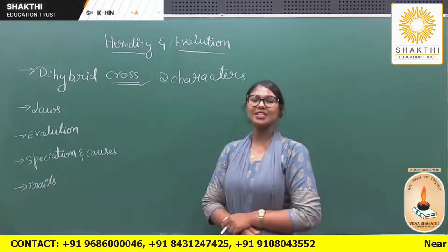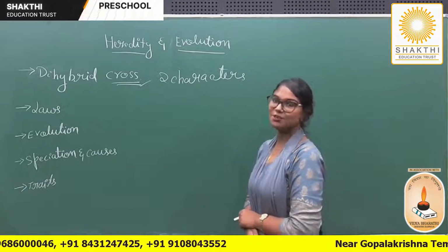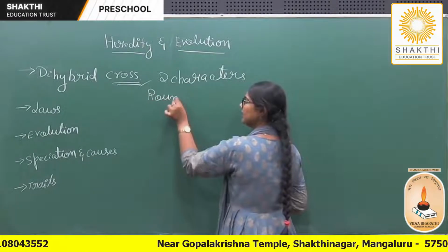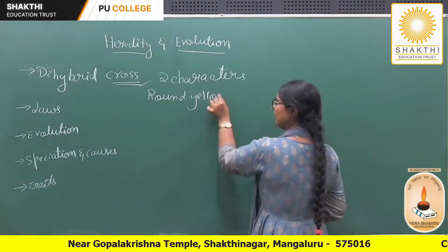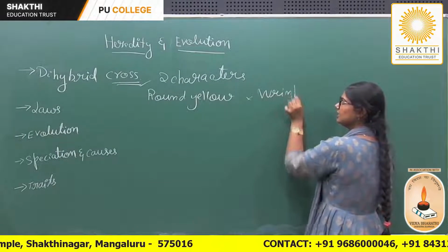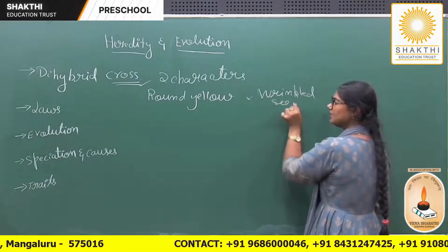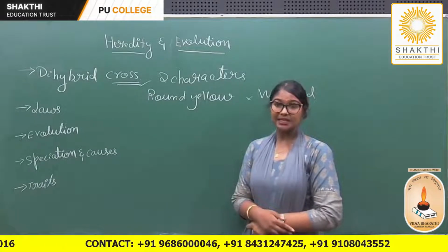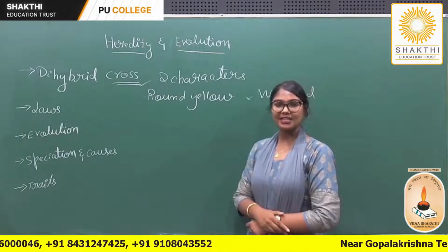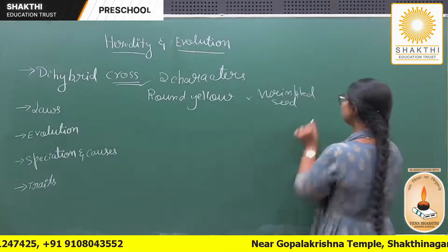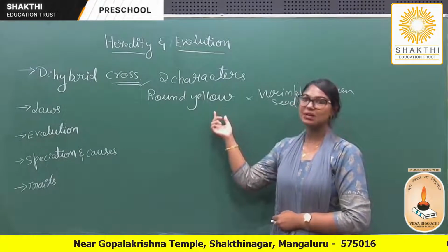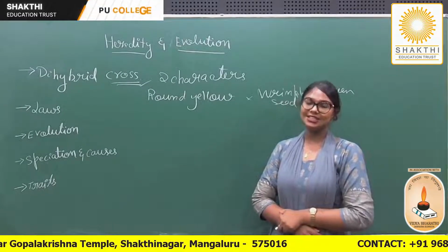So we shall see what characters were used by the father of genetics, Gregor Mendel. He used round and yellow seeds, and for the second parent he used wrinkled and green seeds. When I say round and yellow seeds, it means that the parent is producing round and yellow seeds, students, and the other parent is producing wrinkled green seeds. Please do not get confused. It is the seeds produced by the plants, that is round yellow and wrinkled green.